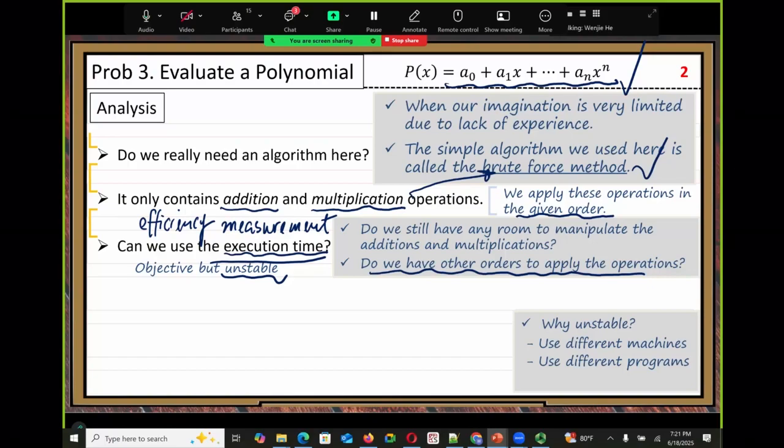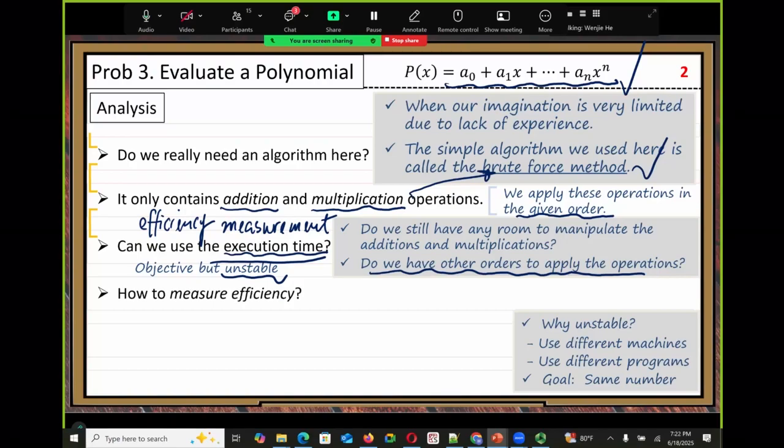Execution time measure is unstable. So we want to find a stable measure. A stable measure does not rely on hardware and software. Nothing to do with hardware, software. So it's always the same number. That's an objective, stable measure.